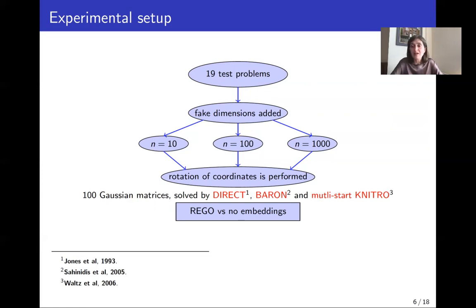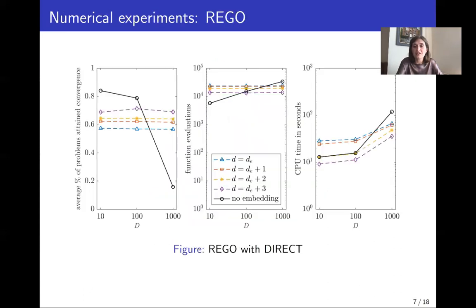And then we performed the rotation of coordinates so that we do not always have the effective subspace aligned with the coordinate axis. And then we compared different global solvers, not with each other, but on their own, in a framework where either we apply the global solver by itself to the larger dimensional problem, versus using our REGO framework, where we randomly project once, and then we solve with that respective global solver in the subspace, and then go back through the random projection to the original space.